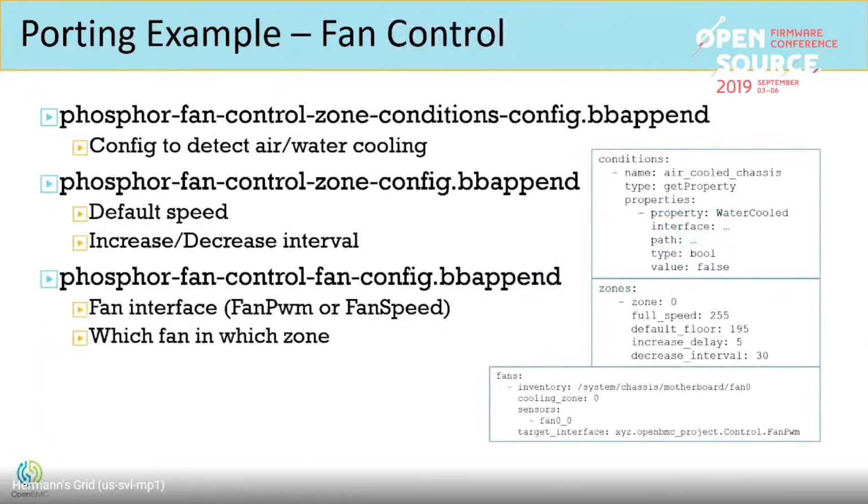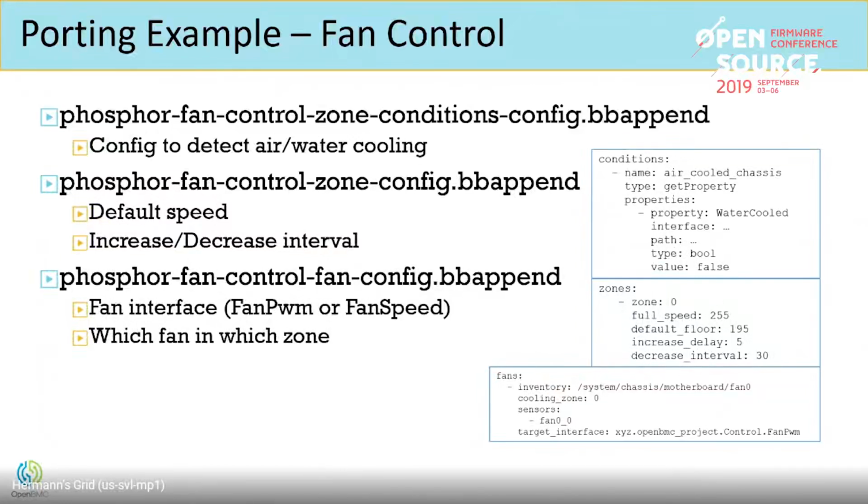And we have fan control. Fan control has 3 YAML configs. The first one is to define or detect whether a system uses air cooling or water cooling. For the Dubai system, it's easy. It always uses fan cooling. So in this config, we just define a check for whether the machine is water cooled, and when it's false, it means it's fan cooled. The next is the fan zone config. This is also simple because the Dubai system only has one fan zone, which is zone 0.